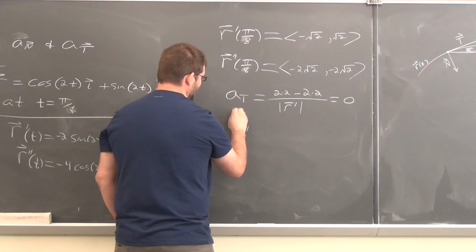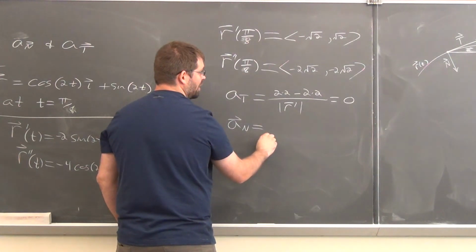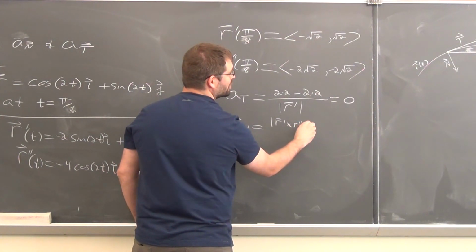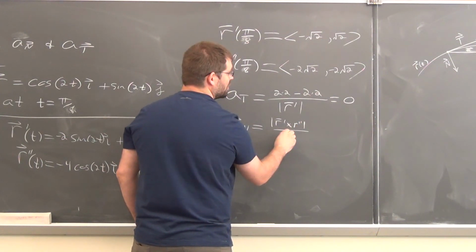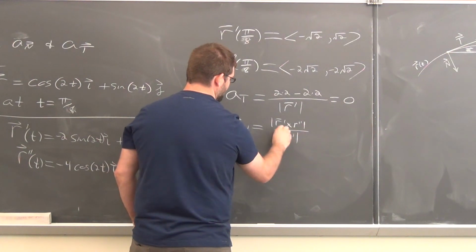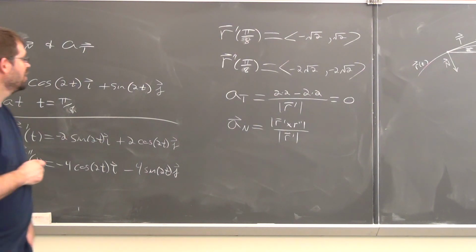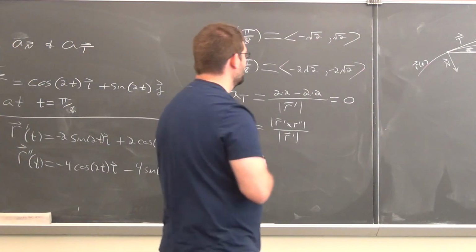And then a sub n should be the magnitude of the cross product. Oh shoot, here's why. Wow, that's okay. So when you do this cross product, you need to throw things into 3 dimensions, but that's going to be, oh, I don't like what happened.